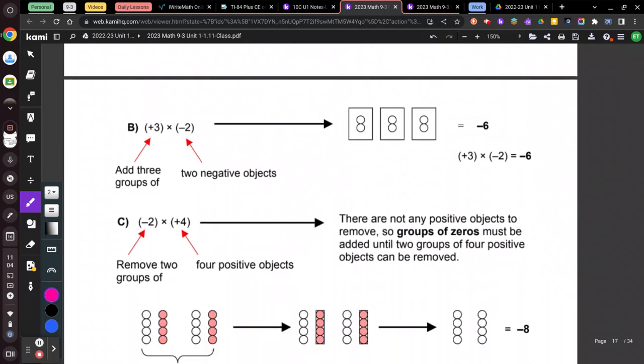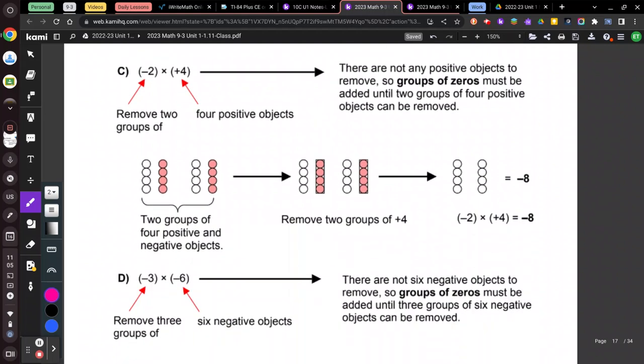Okay, turn the page. This one is now showing you're multiplying by a negative. All they did was make the circles white, because white circles mean they're negative. So now we've got 3 groups of negatives. Well, we're just going to add up all those negatives. I have 6 white circles. That's how I get -6. The negative means the circles are white.